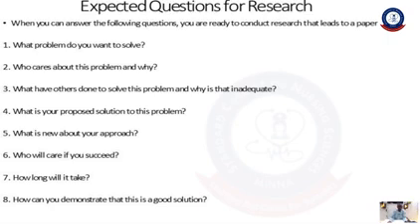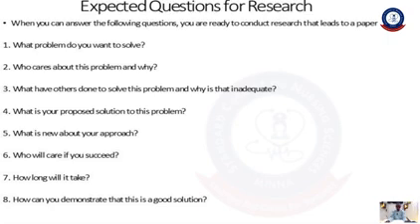The first one is, what problem do you want to solve? What is the problem you want to solve? The second one is, who cares about this problem and why? Who are the audience? Who are the interested party in this problem you want to solve? The third one is, what have others done to solve this problem and why is that inadequate? What have others done and why do you think it's inadequate?